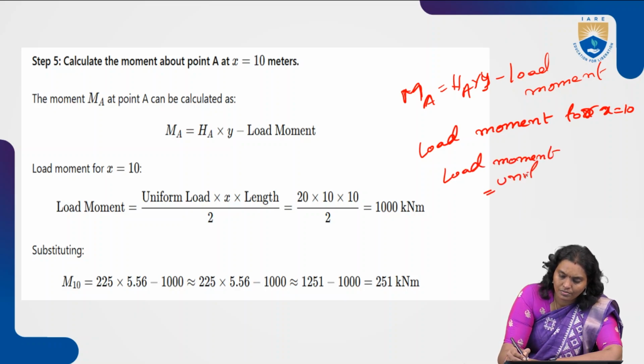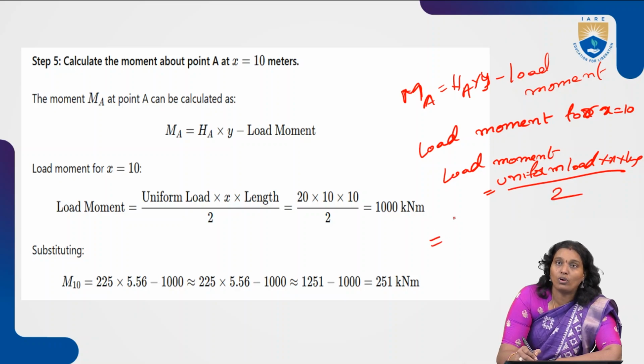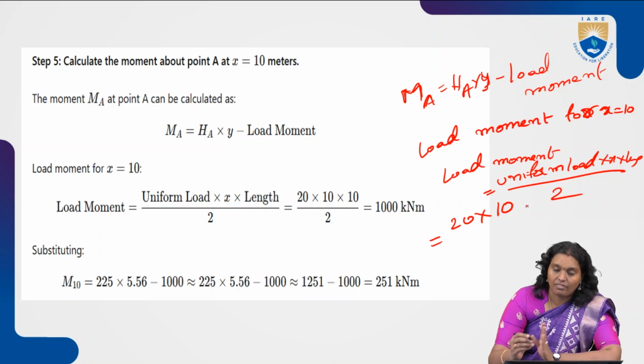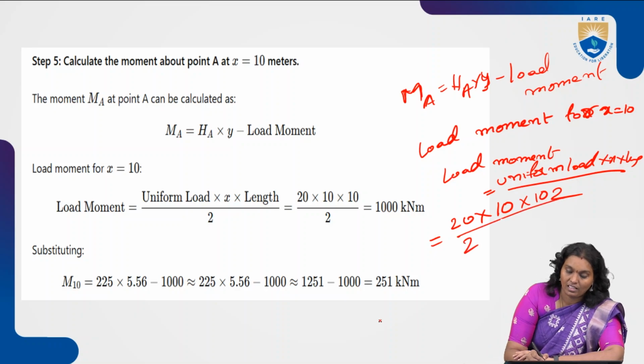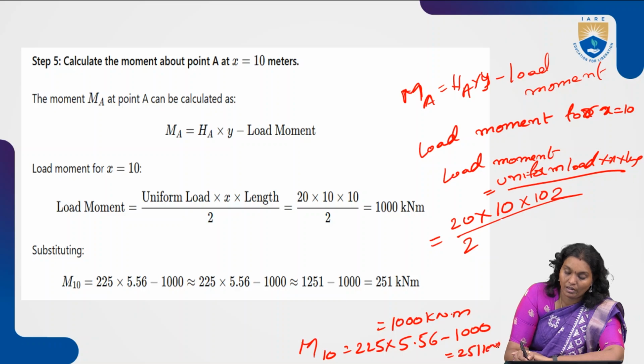So load moment is equal to uniform load into x into length divided by 2. Here load is equal to 20. We require only x, that is from A to x is 10 meters, and length is equal to 10 meters, divided by 2. So here that is equal to 1000 kilonewton meter. Substituting this, M10 is equal to 225 multiplied by the height, y is equal to 5.56, minus 1000, that is equal to 251 kilonewton meter.